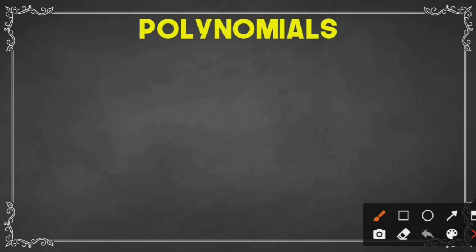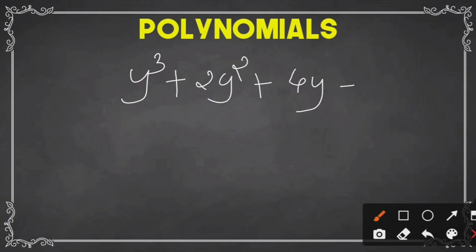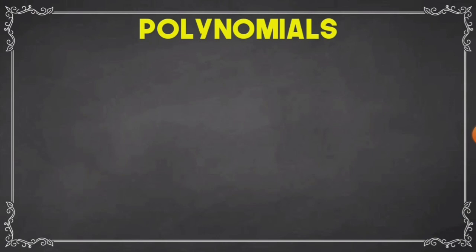Even if it is in the variable y, say y cube plus 2y square plus 4y minus 5, this can be denoted as R of y. So, a polynomial will be denoted by any one letter, and in the bracket you have to write the variable. This is how to denote the polynomials. Next, we will see the degree of the polynomial.